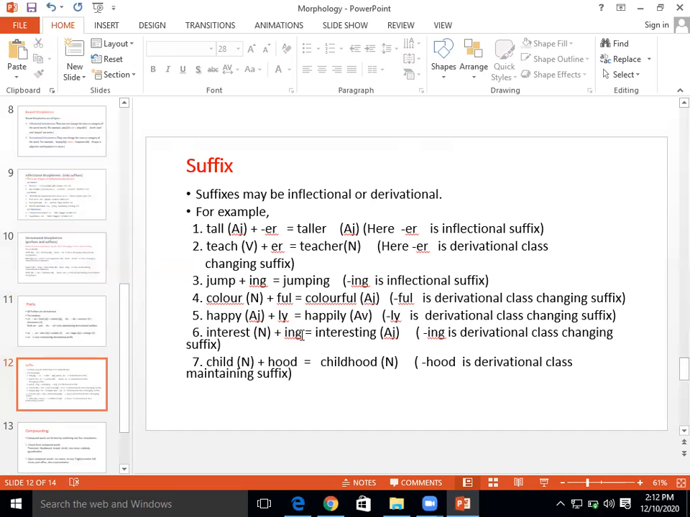This ing is not inflectional because it is not added to a verb. Only ing added to a verb is inflectional. The other ing that is added to a noun is not inflectional, it becomes derivational. So you should not confuse between these two ings or two ers. Okay. Then childhood. Hood is a derivational class maintaining suffix because childhood and child both are nouns.